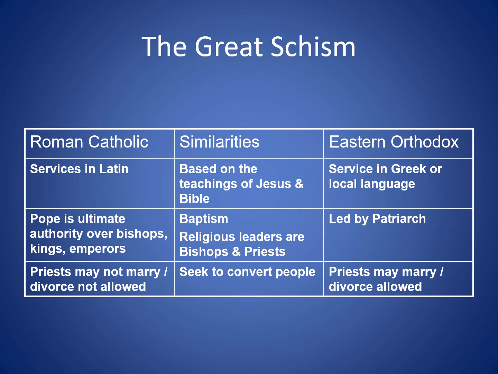The Roman Catholic Church has service in Latin, the language of the Roman Empire, while the Eastern Orthodox Church would have service in Greek or the local language. In the Roman Catholic Church, the Pope is the ultimate authority, and he has power over bishops, kings, and emperors. In the Eastern Orthodox Church, the Patriarch is more of a father figure than an absolute authority. The Patriarch does not claim to have power over the emperor, but the Patriarch just leads the church.